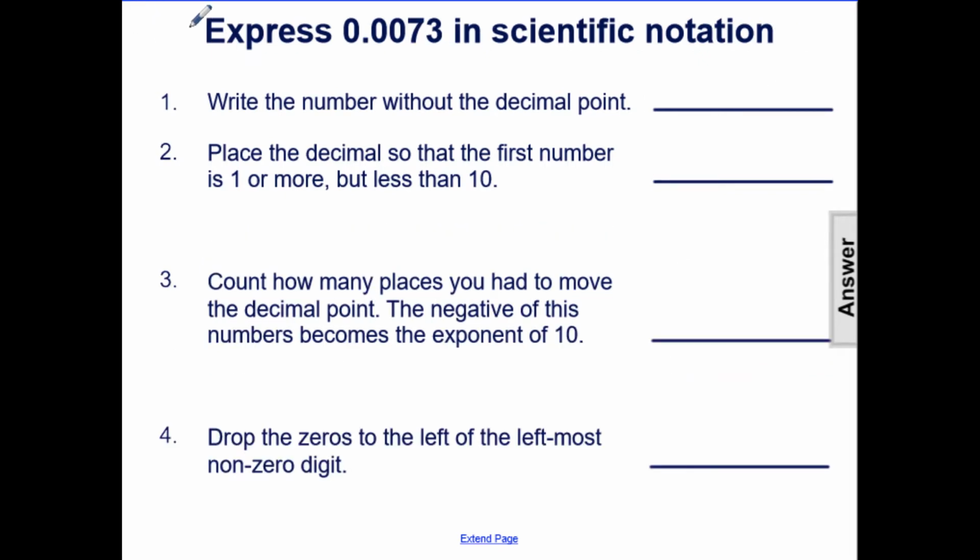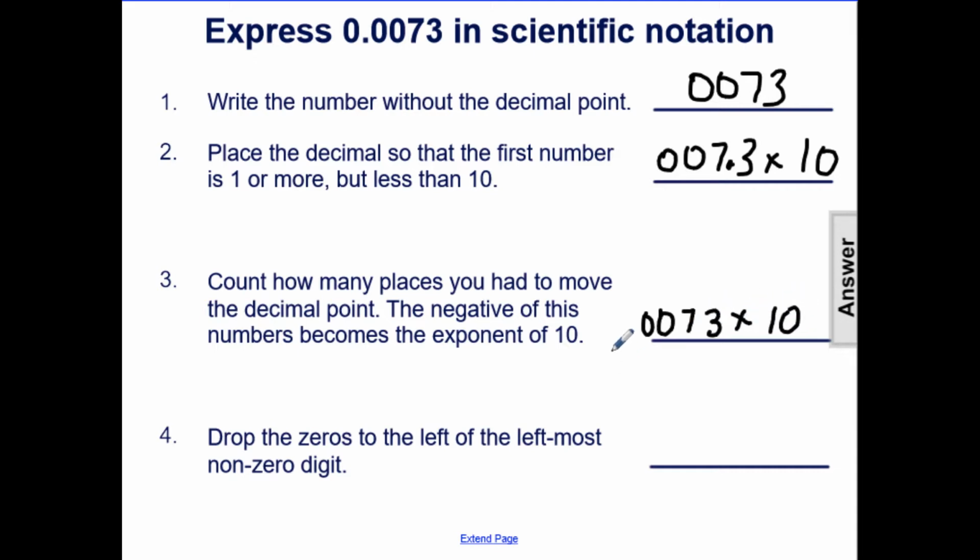Another example is expressing 0.0073 in scientific notation. So first we'll write the number without the decimal, 0073. We're then going to place the decimal so that the first number is 1 or more but less than 10. So I'm placing it between the 7 and the 3 for 7.3 and adding in a base of 10. I'm then going to count how many places I had to move.